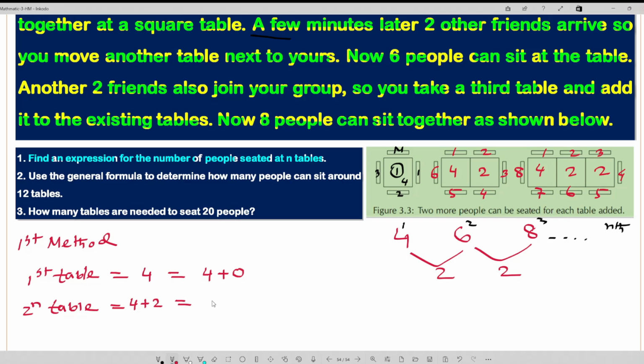Then we can write first person is first table, it's a table, right? So first table 4 persons is a common thing, no problem. Then 2 persons add, it means we are writing like this, 1 table added and 2 persons come, okay?